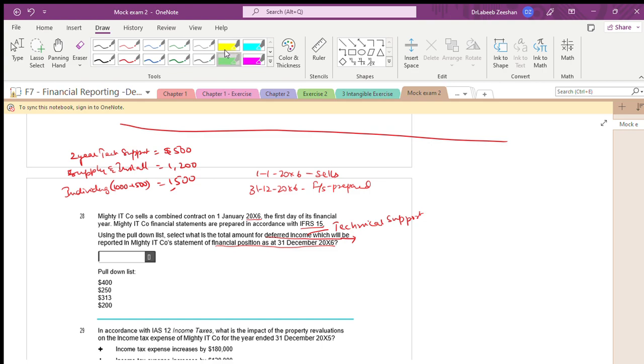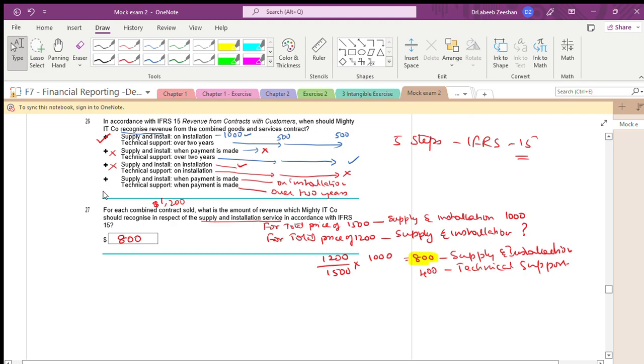Individually they will sell. How much are they charging? 500. Is it right? If they said combined, how much is it? Very simple. How much have we calculated here? Here, how much is the technical support? 400. Is it right? This is for how many years? 2 years.